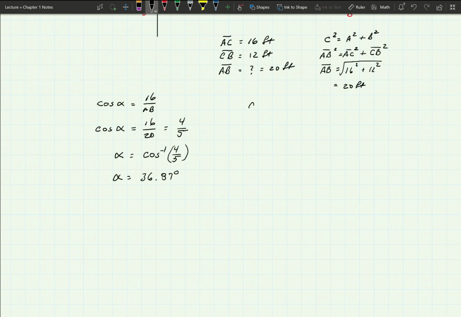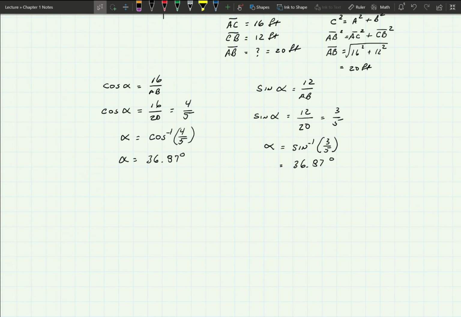Now, along the way, whoops, I don't want cosine, I want to use the sine value now. So the sine of alpha is equal to 12 over AB, and that will lead us to sine of alpha is equal to 12 over 20 equal to 3/5, and alpha is equal to the arc sine of 3/5, which is also 36.87 degrees. So either one of those two will get you where you're going. I just wanted to review some math with you. Primarily, you can just do the cosine and you should be good.